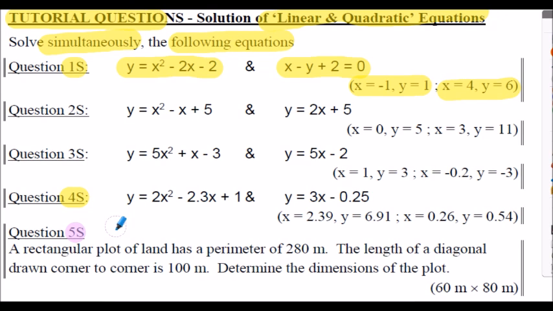Again, if you think you can attempt question 5s, I would encourage you to stop the presentation and try that question, but the full work solution will be shown later on in the presentation. The answer to question 5 again is shown in the brackets.